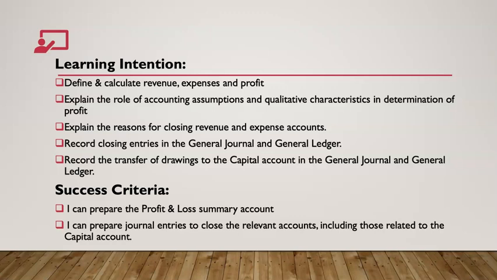Can you explain the reasons for closing revenue and expense accounts? Can you record closing entries in the general journal and general ledger? And can you record the transfer of drawings to a capital account in the general journal and general ledger? If you can do all those 3 things and practice with your textbook questions, you will leave having achieved the success criteria, and you will have been able to prepare profit and loss summary accounts, and you can prepare journal entries to close these relevant accounts, including the capital account. What does all that mean? Let's start learning how to close the general ledger.